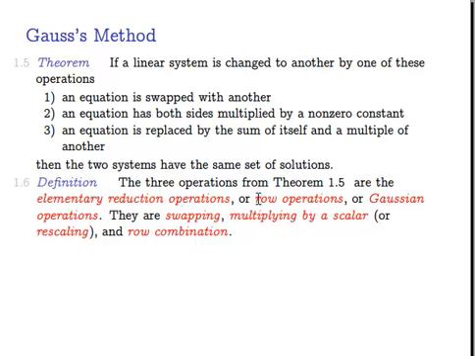The 3 operations are swapping, exchanging 2 equations, multiplying by a scalar. If you remember our very first example, we eliminated the denominator, the 4 in the denominator, by multiplying by 4, so that's another legal operation, and row combination. Row combination means you take one row and you add or subtract a multiple of another row.